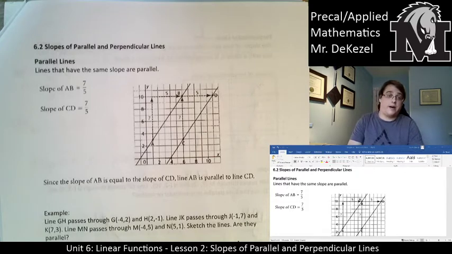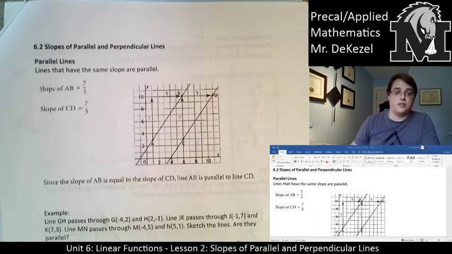We're going to talk about parallel and perpendicular lines and what that means for their slopes. So this is still in unit six, obviously, but we're just on 6.2 now.